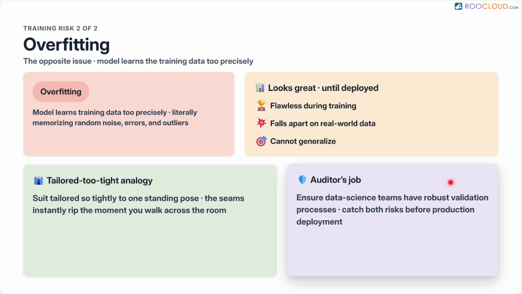As an auditor, you must ensure data science teams have robust validation processes to catch both underfitting and overfitting before an AI system is ever approved for production deployment.